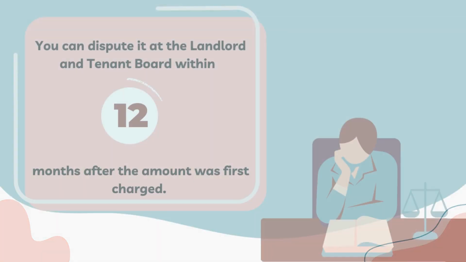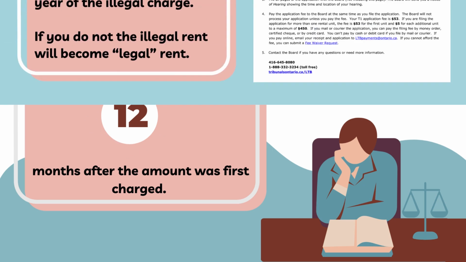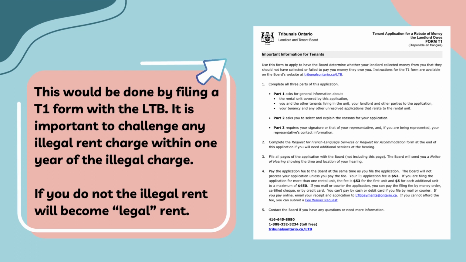You can dispute it at the Landlord and Tenant Board within 12 months after the amount was first charged. This would be done by filing a T1 form with the Landlord and Tenant Board. It is important to challenge any illegal rent charge within 1 year of the illegal charge. If you do not, the illegal rent will become legal rent.